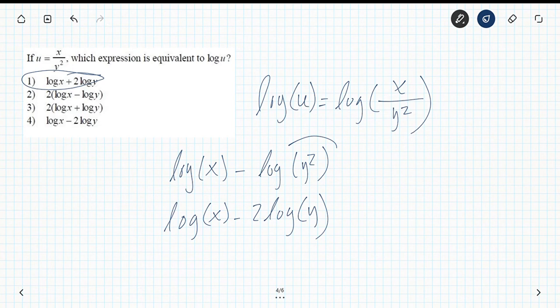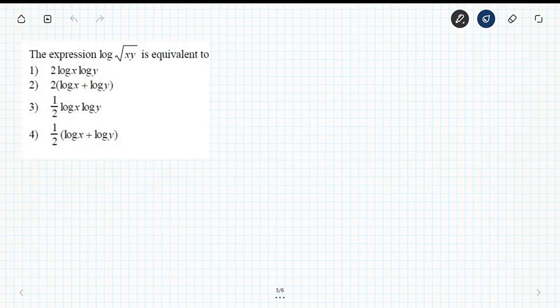Forgive me if I'm going a little fast. This is a topic that should have been covered in Algebra 2, but I am actually reviewing it because this is going to appear again in calculus. So let's move on to the next one.